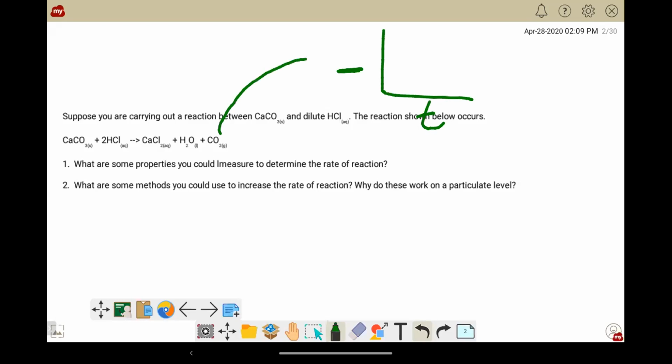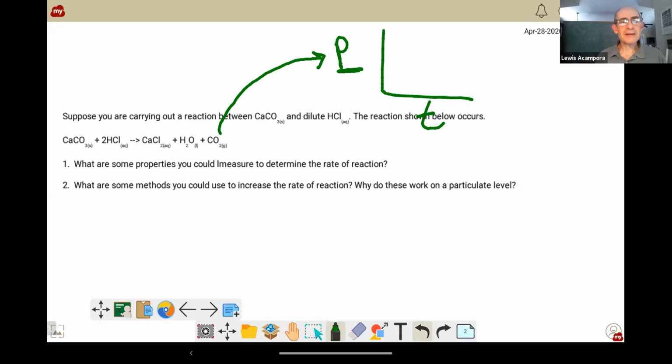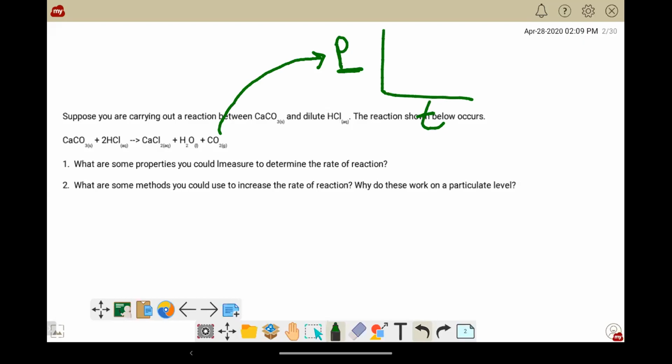We could measure, if it's in a closed system, the pressure of that closed system. We could say, well, what's the increase from atmospheric pressure, since one of the products is a gas. Since one of the reactants is a solid, if we let this reaction take place in an open system, we could measure apparent decrease in mass. Since one of the reactants is an acid, maybe we could measure change in pH as the reaction is carried out.